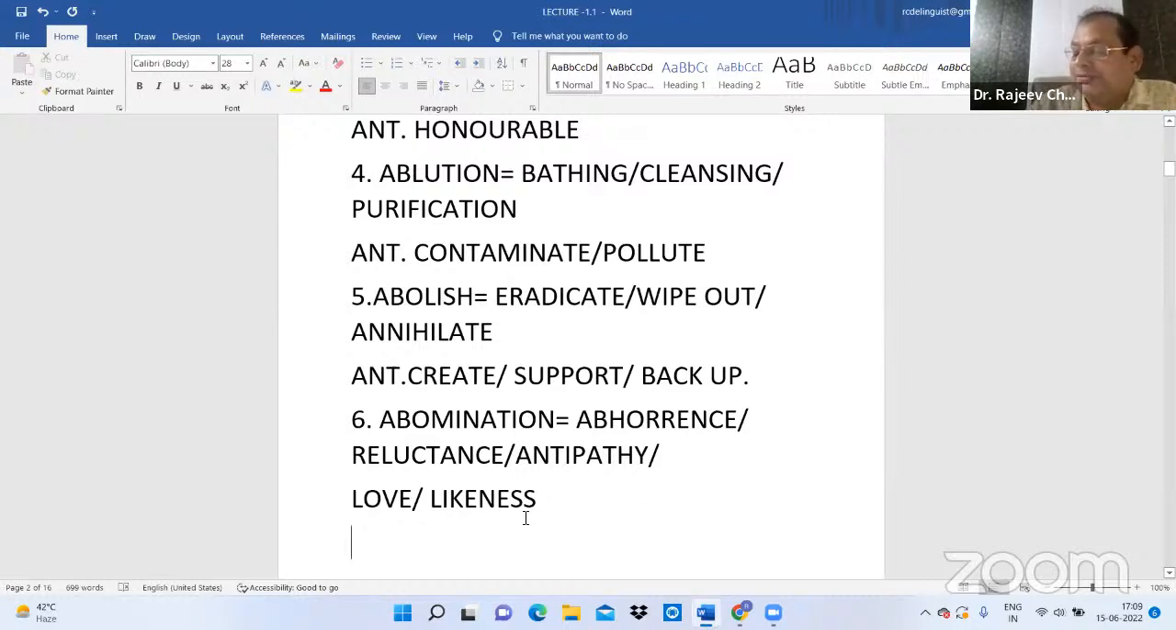Another word is abortive. Abortive means prematurely finished. That could not happen when it was mature, then it was abortive. So the word abortive is used like this. Nirarthak ya asafal we say. Abortive, okay, means ineffective.